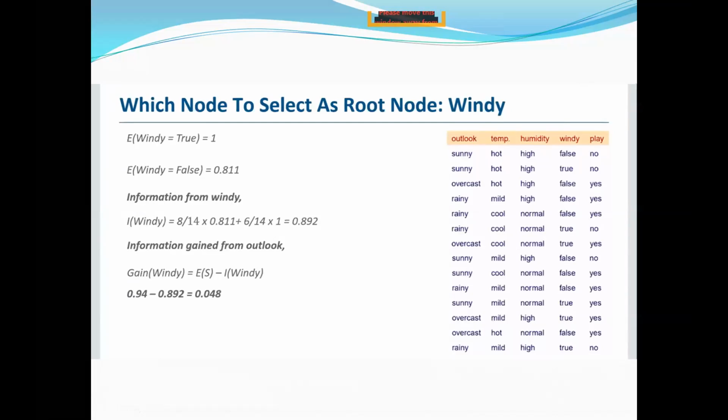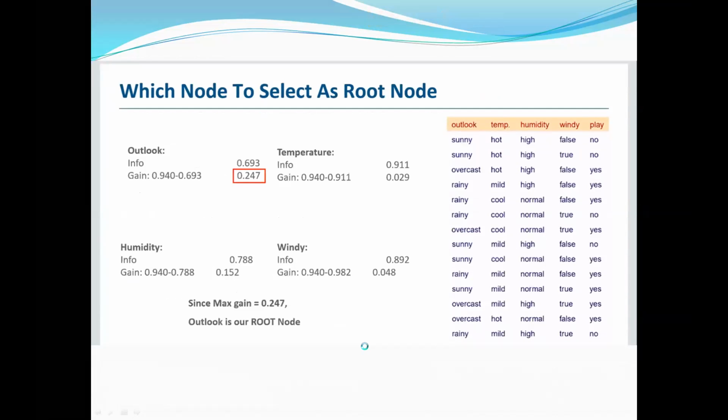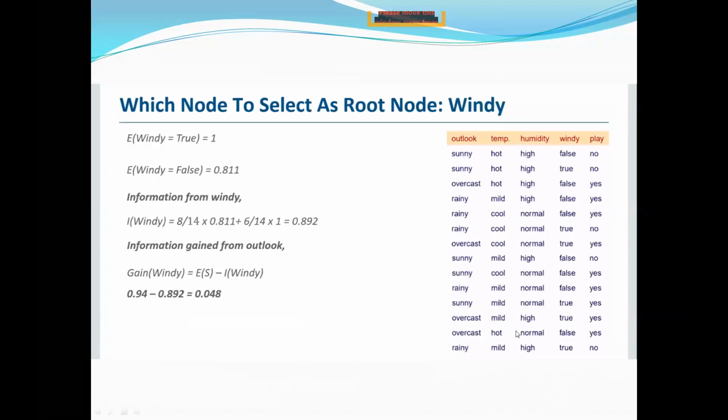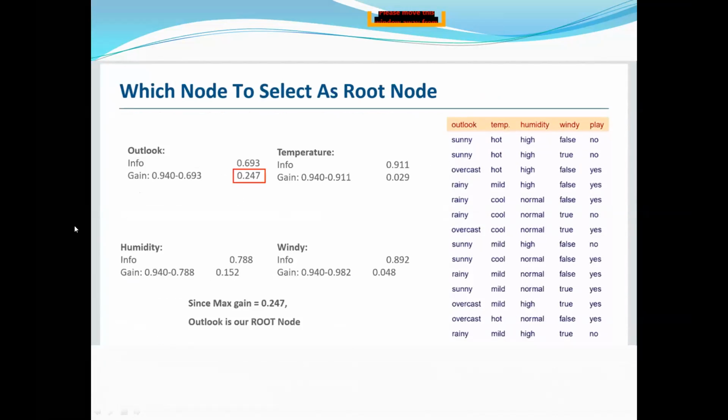I hope you understand here. This is also a typo error, guys. This is actually the information for wind. So many typo errors. It's actually wind. Similarly, you have to calculate for temperature and humidity. So this is my total result.